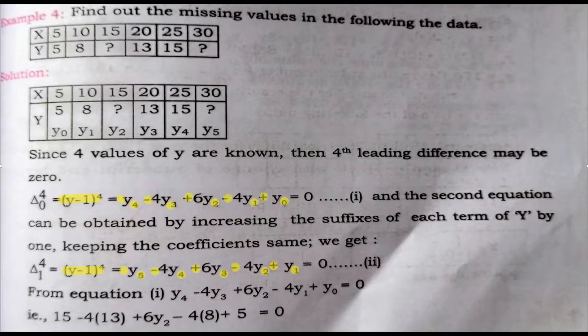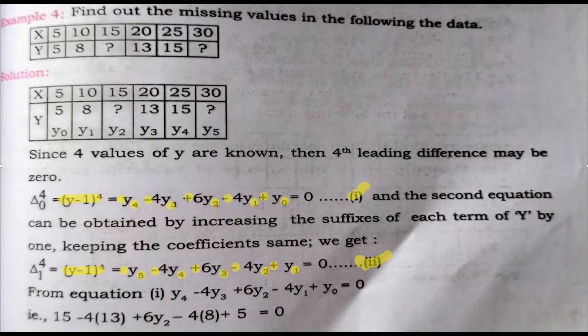Plus minus plus, here also plus minus and the plus, same values will continue. This is equation 1 and this is called the equation number 2. Equation 1 and equation 2.